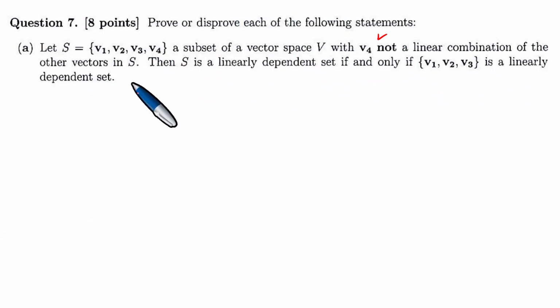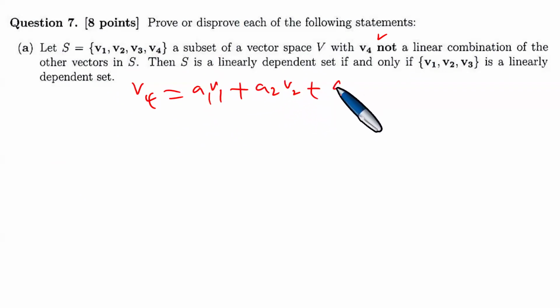Okay, I want to look at a special case here. I'm not saying this is the proof yet, but if V4 were to be a linear combination of the other vectors, it would mean that V4 could be written as A1V1 + A2V2 + A3V3. But now we're saying V4 is not a linear combination of the other vectors in S, so this is not the case. Because if it were, it would mean that V4 can be written like this.